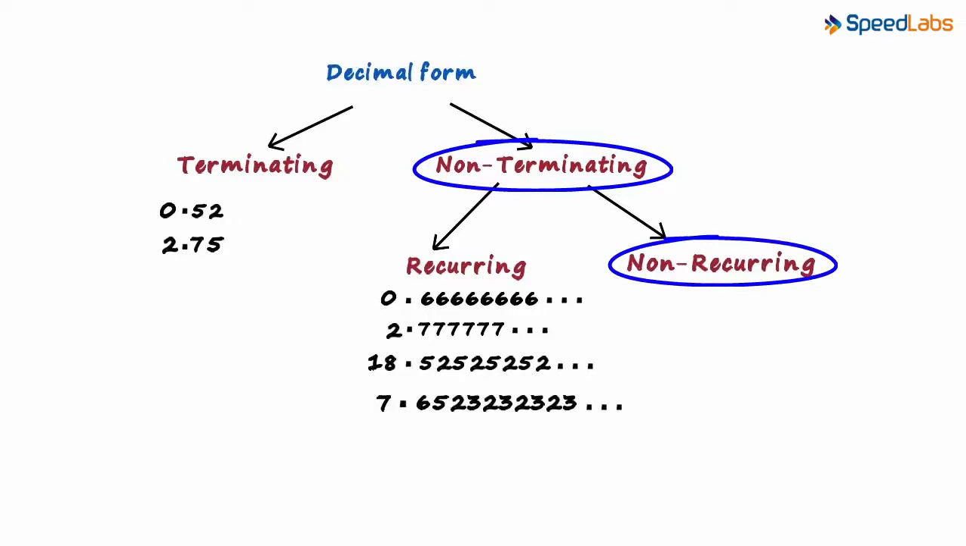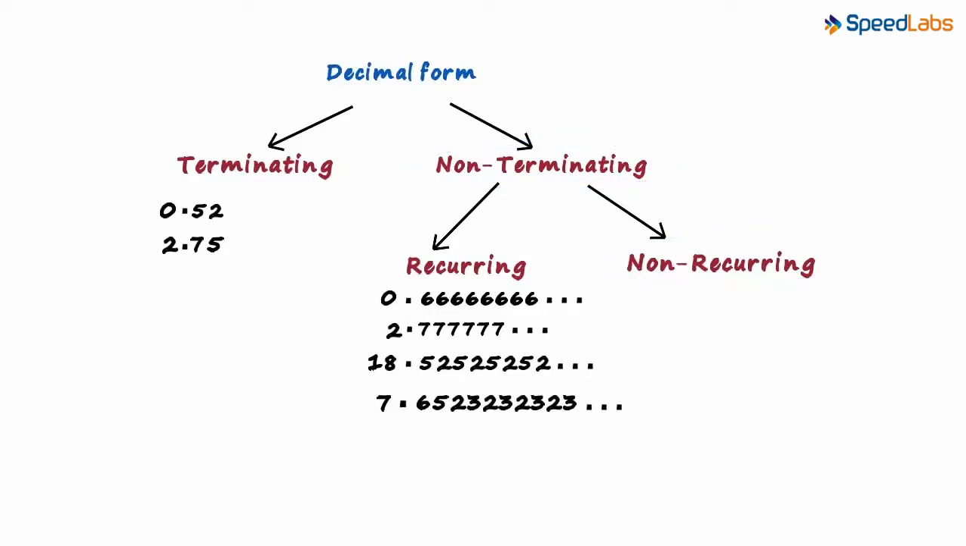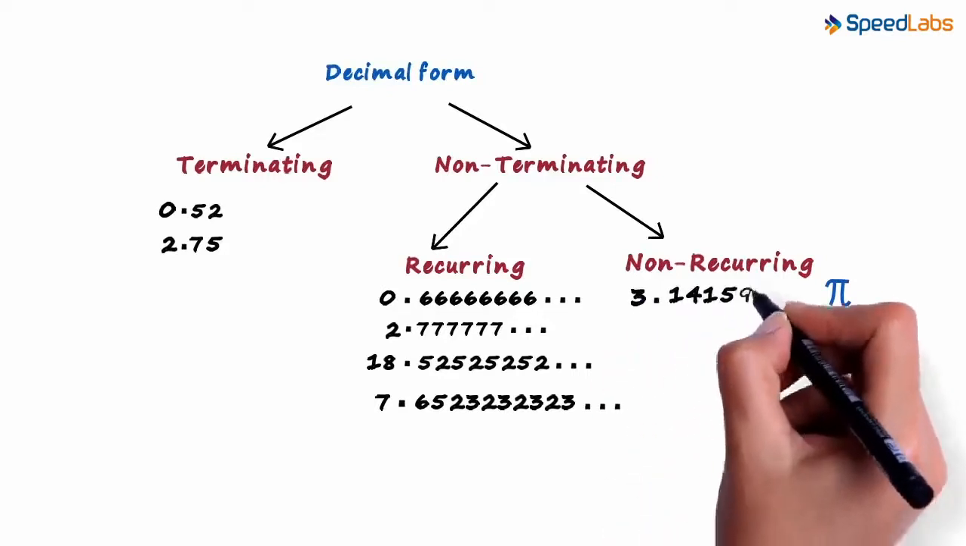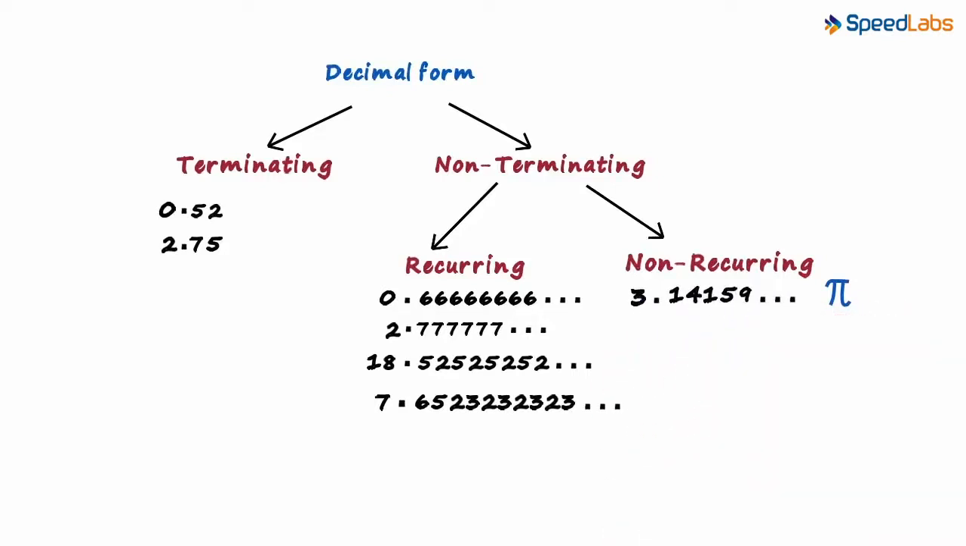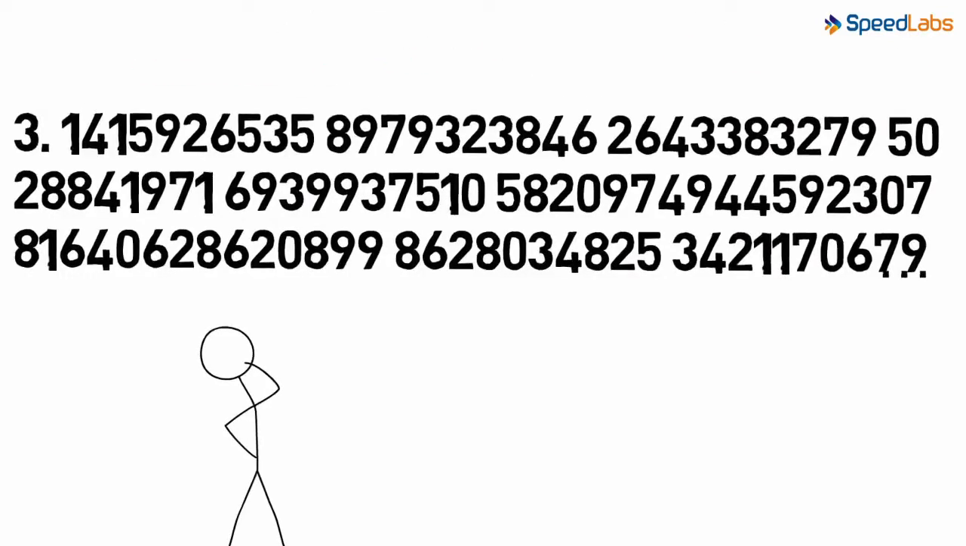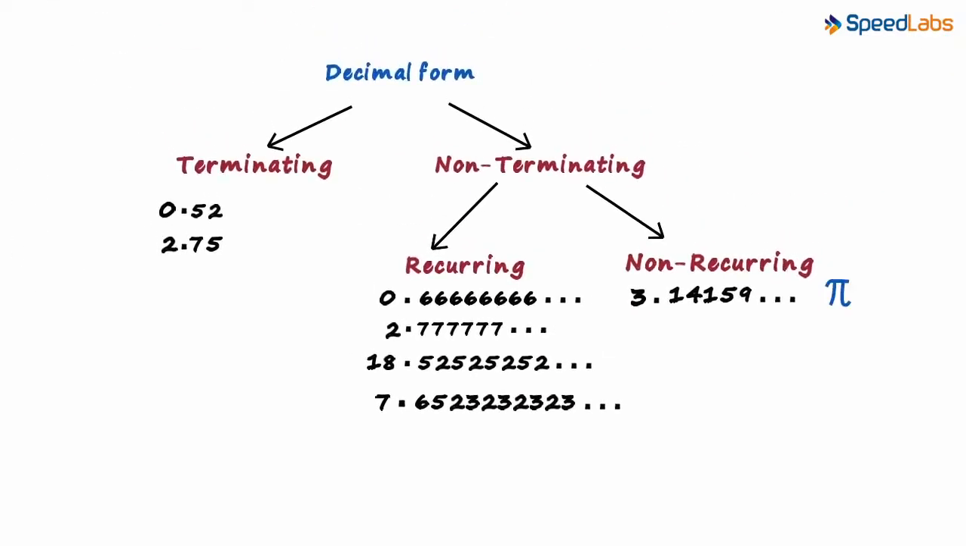Non-terminating non-recurring simply means that the number does not end and the digits after the decimal point do not have a specific pattern. The best example would be pi, 3.14159 and so on. The number does not end, and even if you have 100 digits after the decimal point, you will not find any pattern or any indefinite repetition of digits. Here's the value of pi up to 100 digits. Look at the digits carefully. You will see no pattern whatsoever in here. That is the reason it's called non-recurring.